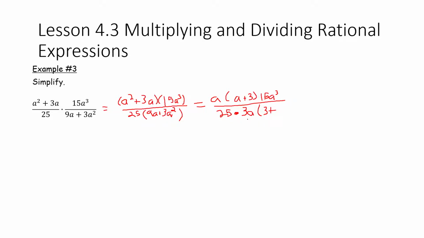9a divided by 3a is 3. Now we're going to pull 3a out of 3a squared. If we pull the 3 out and one of the a's out, all that we're left with is an a.